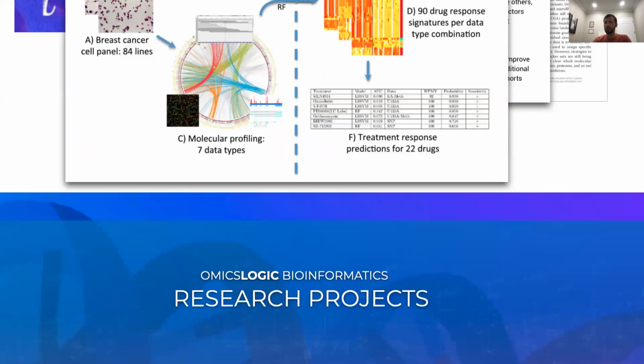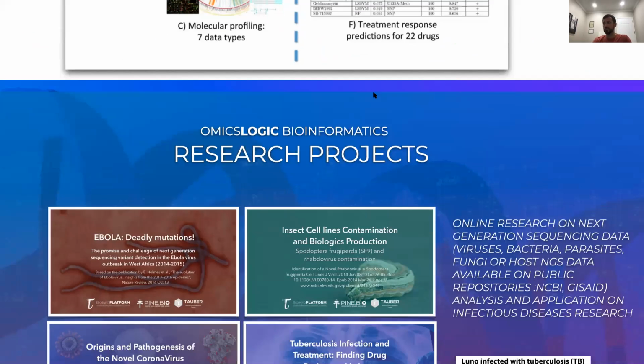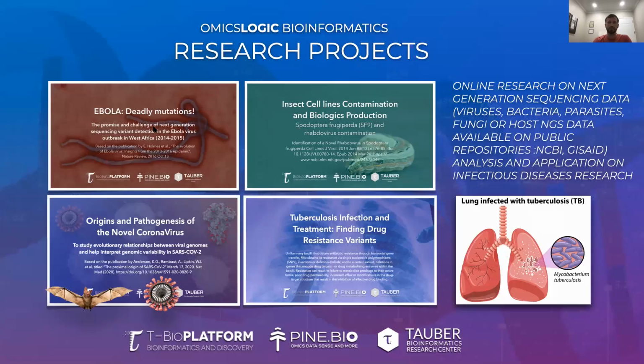Now, we've prepared a number of different examples. They range from deadly mutations in Ebola virus to the origins and pathogenesis of the novel coronavirus, infection and treatment of tuberculosis, insect cell lines contamination and production of biologics. So we have a lot of different examples that you can start with to get you ahead so that you don't have to go from very basic kind of trying to understand why the data was generated, etc.